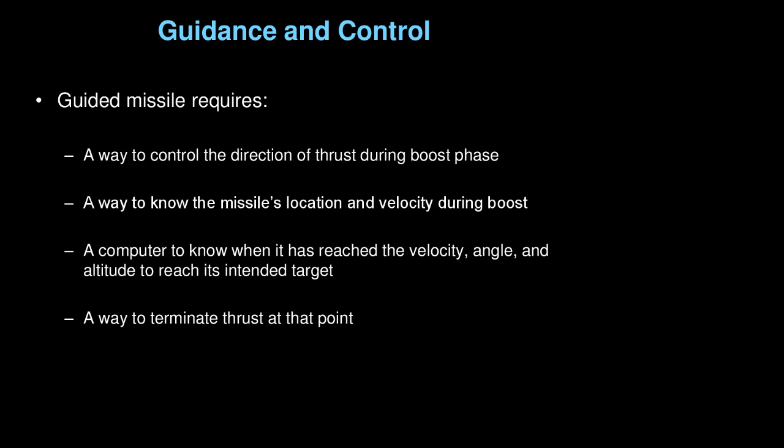But a guided missile needs, first, a way to steer itself, a way to control the direction of the thrust during boost phase. It needs to, during flight, know the missile's location and its velocity so that it can know where it's going, how fast it's going, and what it needs to do to maneuver. It needs some sort of computer on board to know when it's reached the velocity, angle, and altitude that it needs to shut the engine off and allow it to reach its intended target. And it also, when it reaches that point, needs a way to terminate thrust.